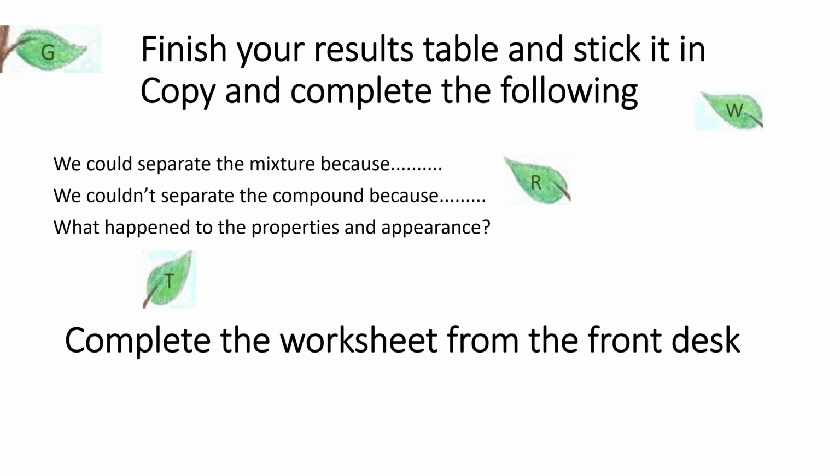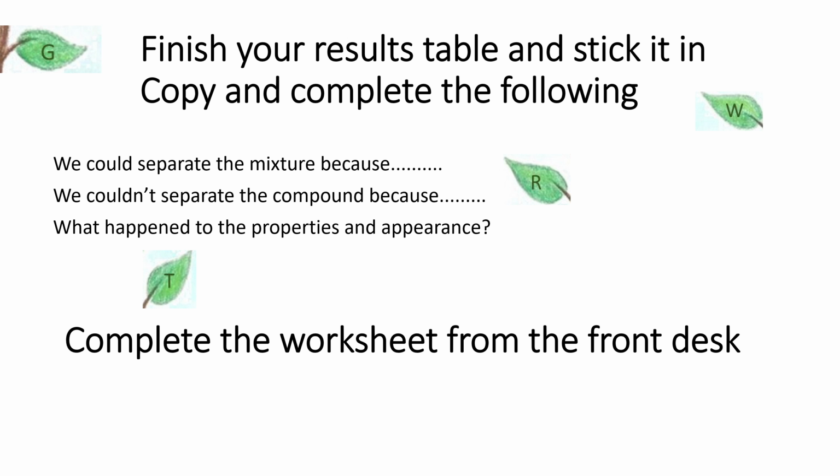we could separate the mixture because, and we couldn't separate the compound because. I want you to have a think about those statements. So pause, see if you can answer them. So let's unpause, and we could separate the mixture because the things that are in the mixture, in this case it would have been iron and sulfur, they weren't bonded together because they had different properties.